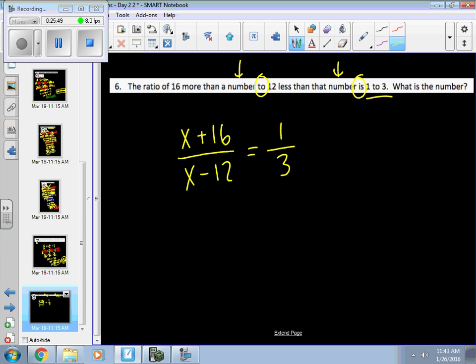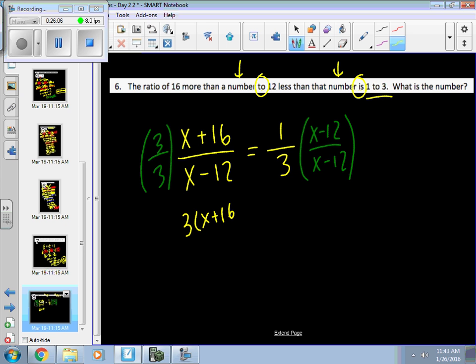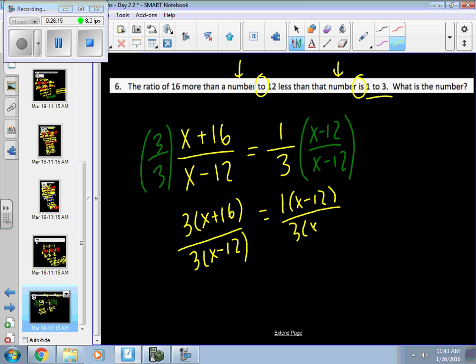Same thing we did on the last one, get a common denominator here. What could we multiply by? Well, this side needs an x minus 12. This side needs 3. So if we multiply to get a common denominator, we got 3 times x plus 16 over 3 times x minus 12. On the other side, we got 1 times x minus 12 over 3 times x minus 12. Okay, now that we have the same denominators, those are gone. Now just solve the top, and we got the answer here.